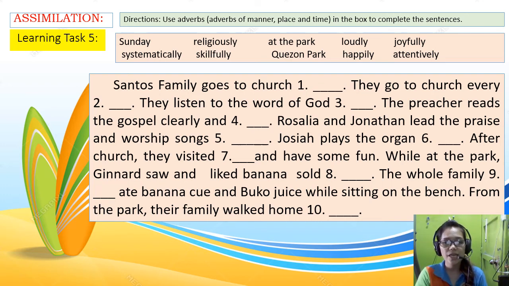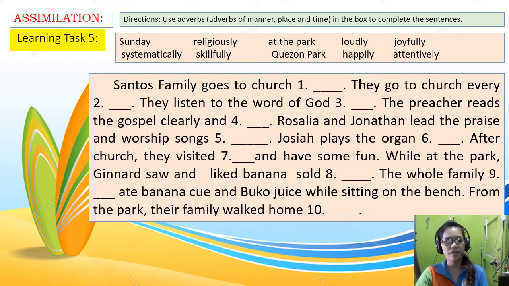After church, they visited blank and have some fun. While at the park, Kennard saw and liked bananas sold blank. The whole family blank ate banana Q and buko juice while sitting on the bench. From the park, their family walked home blank. Again, the choices are Sunday, systematically, religiously, skillfully, at the park, Quezon Park, loudly, happily, joyfully, and attentively.